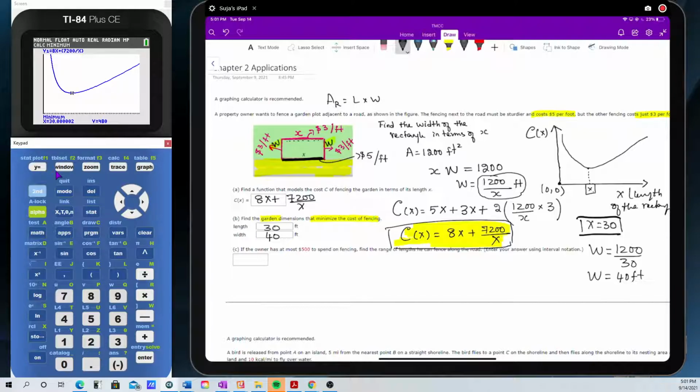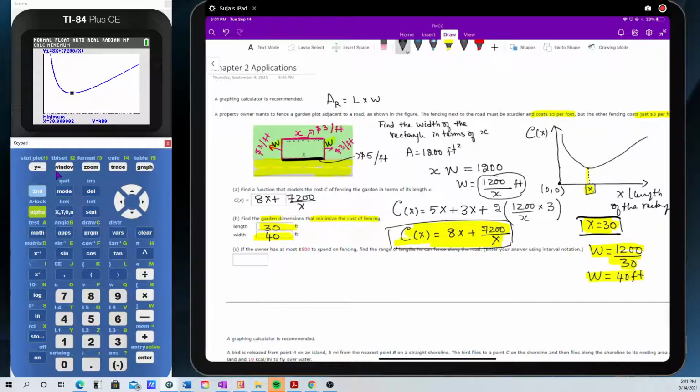Okay, so again, to find the x value, find it from the graph. Find what the minimum x value is from the graph. Take this x value, plug it into the W equation that you made to find the y value, or the W value, or the width of the rectangle. So 30 feet is the length of the rectangle and 40 feet is the width of the rectangle. Okay, and that is what part B is asking.